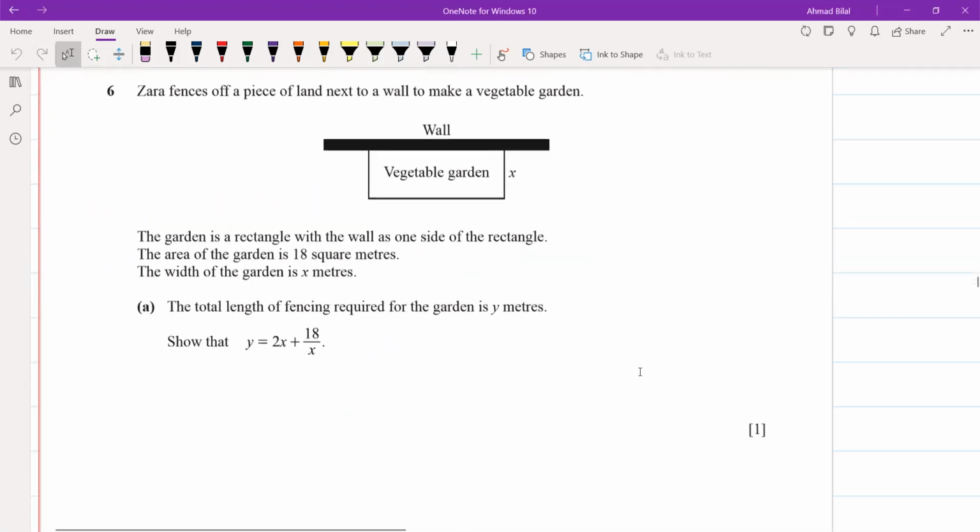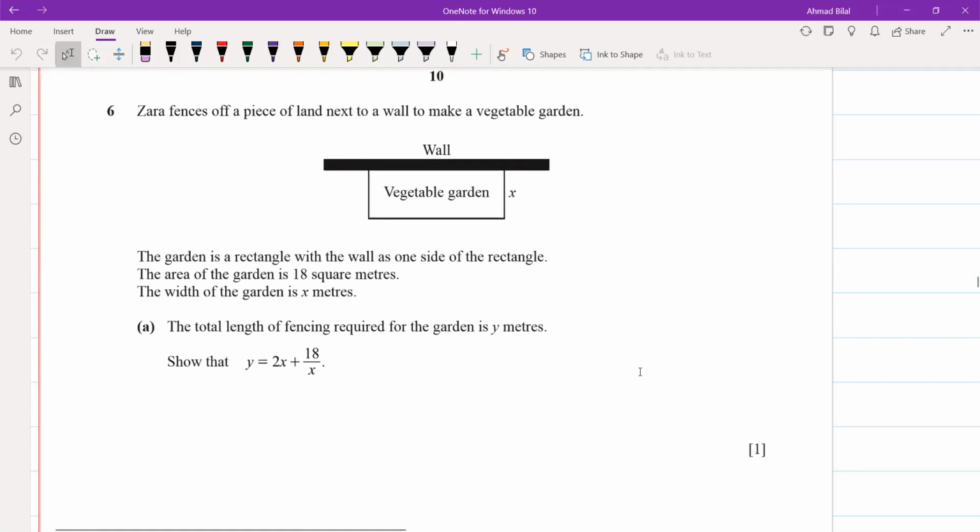Okay, so Zara fences off a piece of land next to a wall to make a vegetable garden. So this is a wall, and next to it there is a piece of land. So this is fenced off, meaning borders have been made. Look here, these fences are made for a vegetable garden. And the garden is a rectangle with the wall as one side of the rectangle. So on one side you have the wall and the area of the garden is going to be 18 square meters.